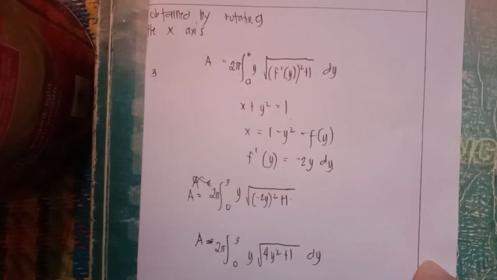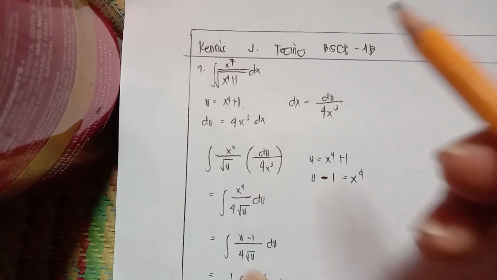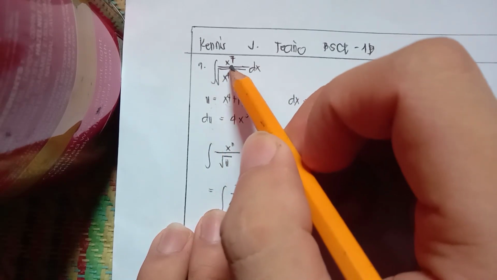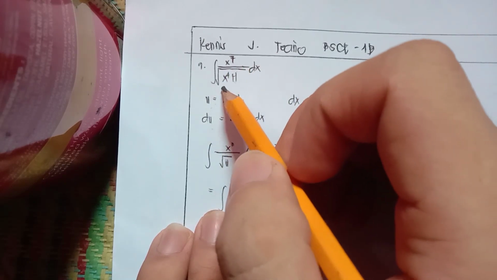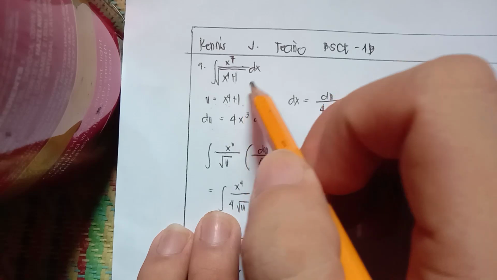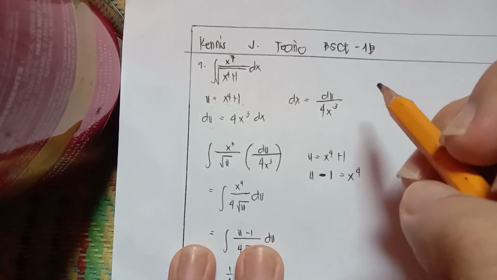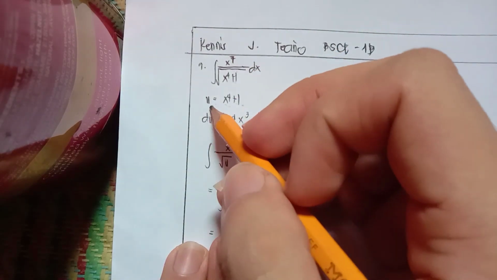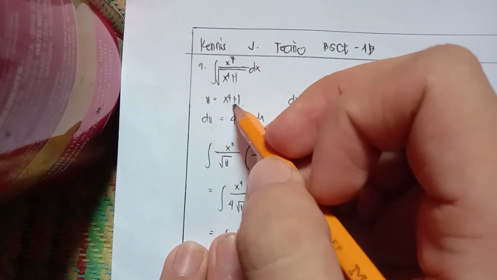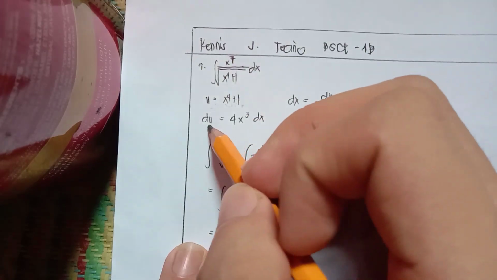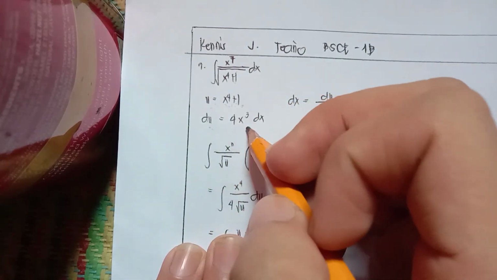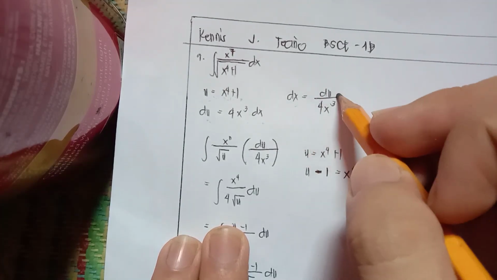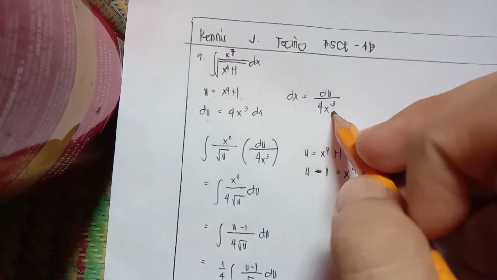So, for problem number 9, the integral of x raised to 7 over the square root of x to the fourth power plus 1 dx. So, gagamitan natin ito ng u substitution. Determine u. Let u is equals to x to the fourth power plus 1. Ang derivative ng u natin, du is equals to 4x cubed dx. Then, ang magiging dx natin is equals to du over 4x cubed.